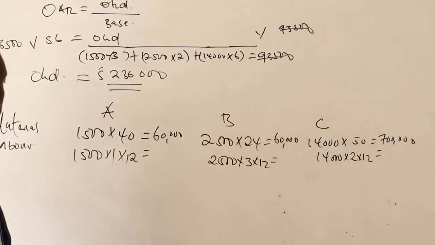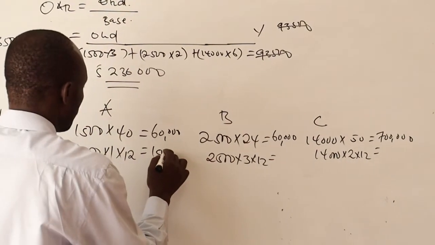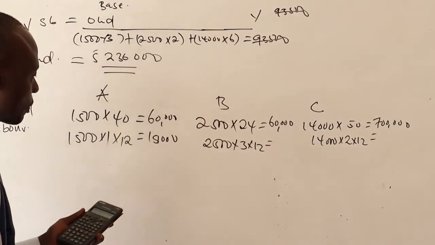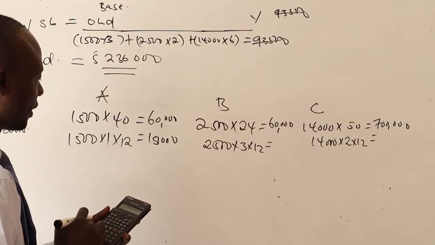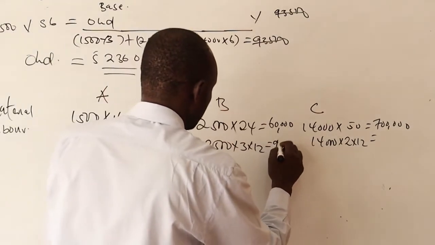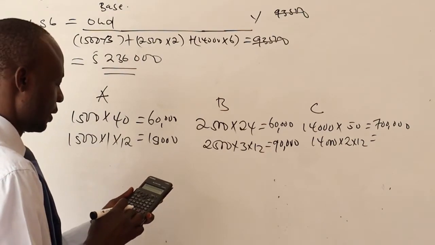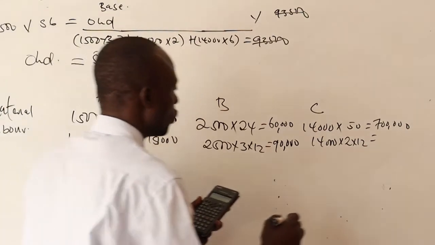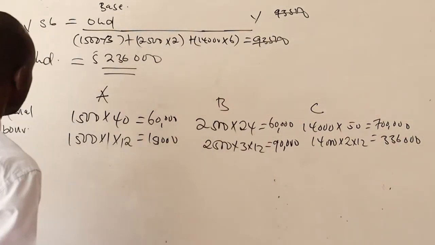So it's going to be 1,500 times 1 times 12. So this one is going to be 18,000. 2,500 times 3 times 12. This is going to be 90,000. 14,000 times 2 times 12. This is going to be 336,000. So that is the material, that is labor.